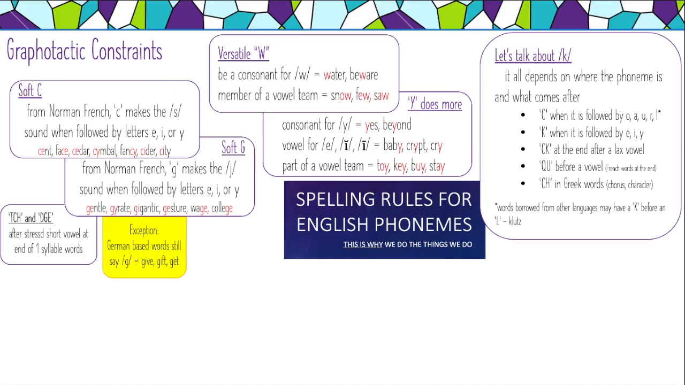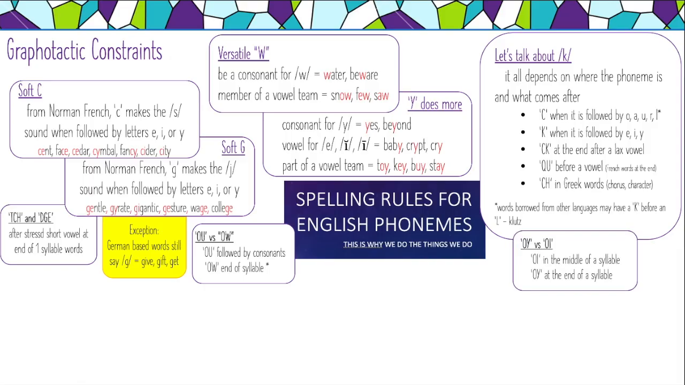TCH and DGE, of course, are both going to come after a short vowel at the end of a one-syllable word. And we have OU versus OW. OU is going to be followed by consonants. OW is going to be at the end of a syllable. Then we have OI. OI is in the middle of a syllable. OY is typically at the end of a syllable. And of course, we have the floss rule, which is also going to follow a short vowel.